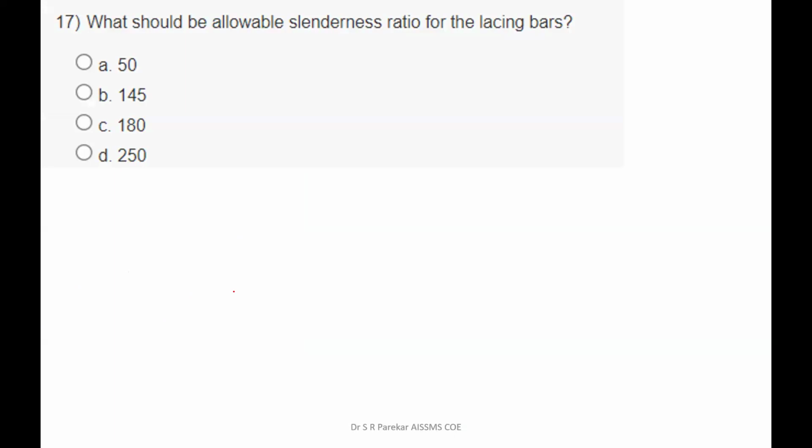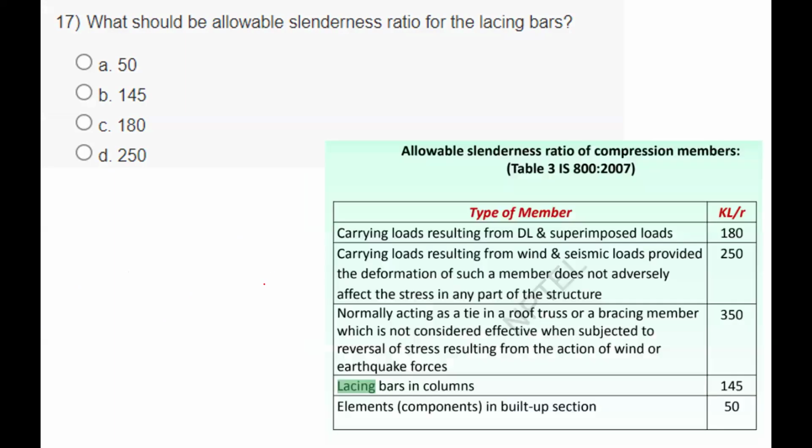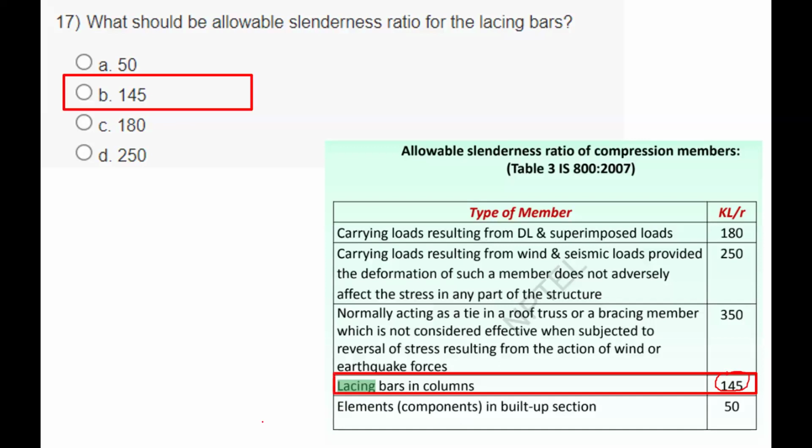Then we have 17 also: what should be the allowable slenderness ratio for the lacing bar? Here we can have lacing bars in a column, and KL upon r allowable, from Table 3, the value is 145. So we have option B.